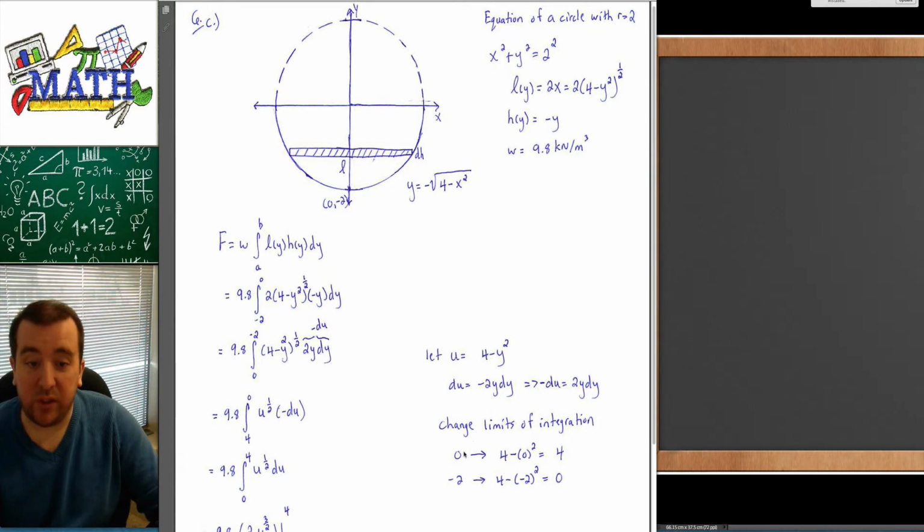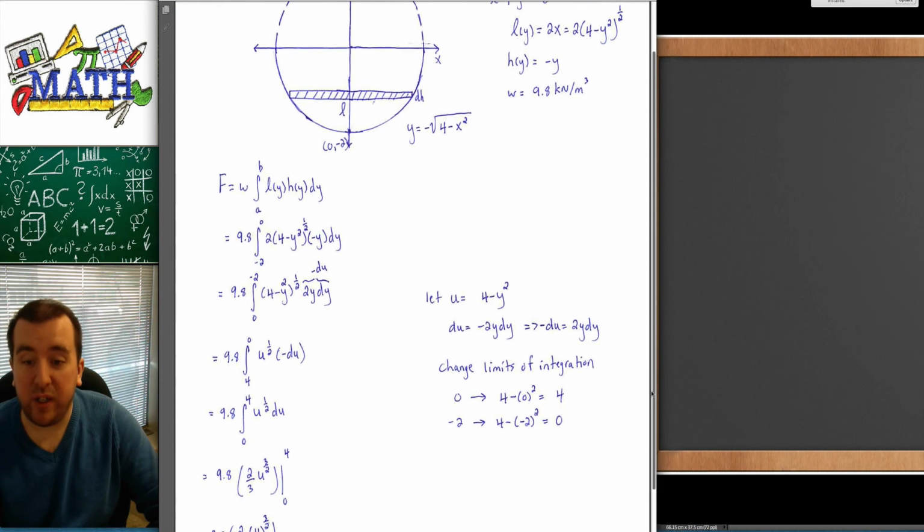And finally, then I guess we need to change the limits of integration here. So the 0 becomes, well, we stick this into u equals 4 minus y squared, and we get 4 minus 0 squared, so that's 4. Doing the same thing with negative 2, we get a u limit of integration of 0. So I write this, then instead of going from 0 to negative 2, we're going from 4 to 0 here. But, as before, we have a negative du here. So what that means, I can get rid of that if I just switch the order of integration. So instead of going from 4 to 0, I'm going to go from 0 to 4, and that takes care of that negative.